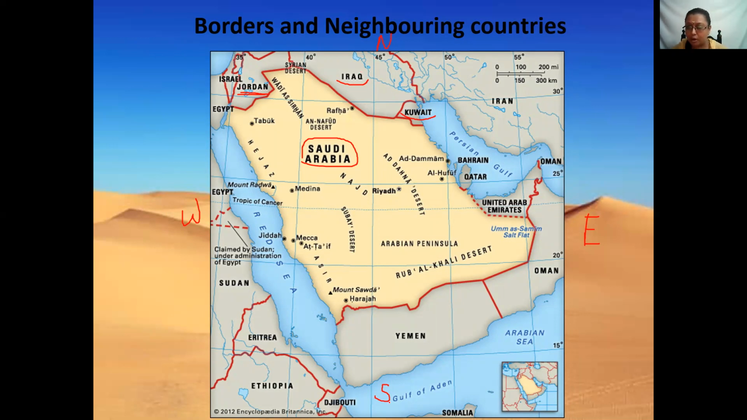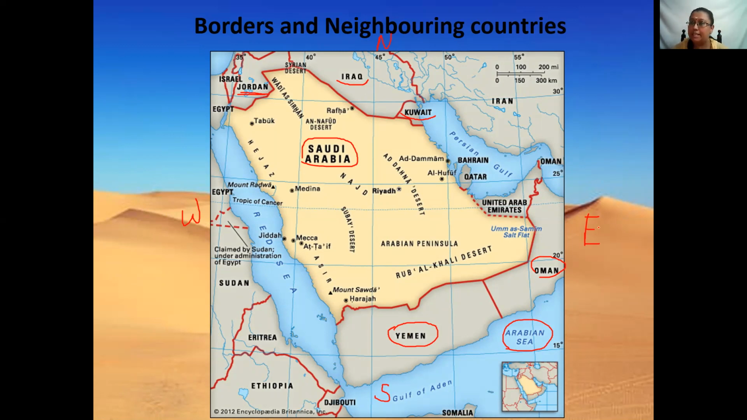Let us come to the south. On the south of Saudi Arabia, what do we have? We have this country, Yemen and Oman. So they have two neighboring countries in the south, Yemen and Oman, and also the sea, Arabian Sea. So three things are there in the south: Yemen, Oman, and Arabian Sea.